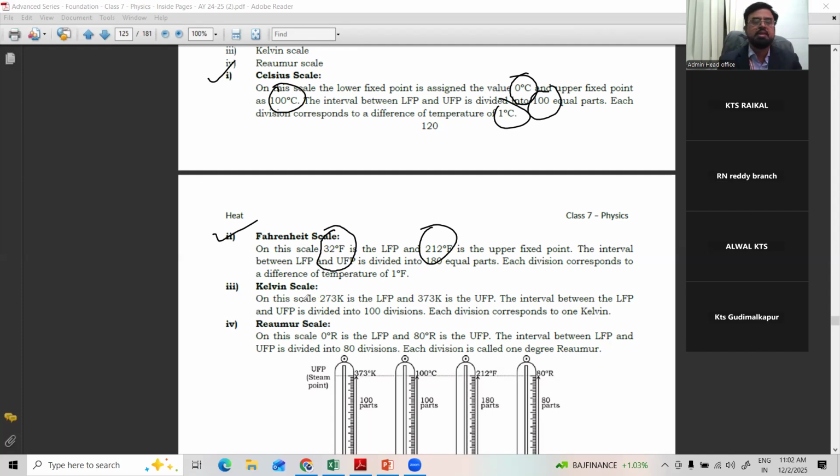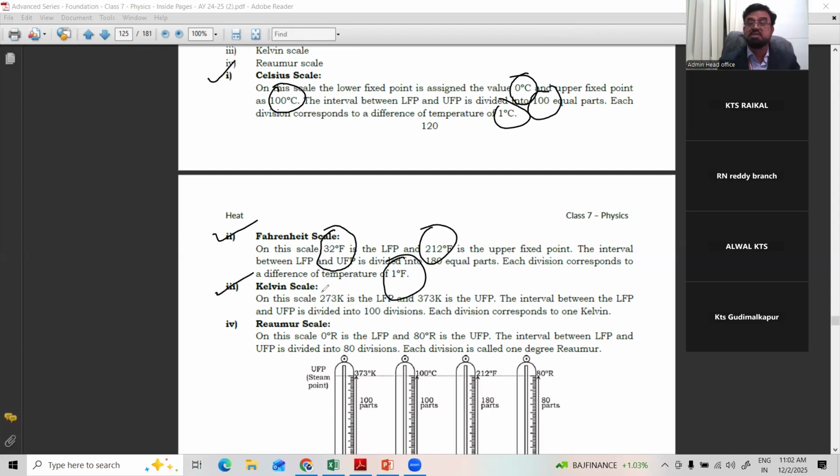Now, the Fahrenheit scale. On this scale, 32 degrees Fahrenheit is the LFP and 212 is the UFP. The interval between LFP and UFP is divided into equal parts: 32, 33, 34, 35, 36, 37, 38, up to 212. Total 180 divisions. If you do 212 minus 32, you get 180. So each division is 1 degree Fahrenheit.